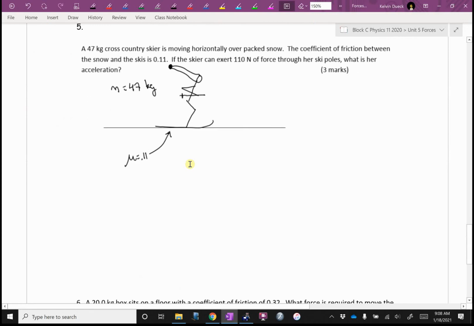Next page. Yeah, you're right. I should have signed that because that's such a spectacular drawing, Mr. Dewick. There you go.